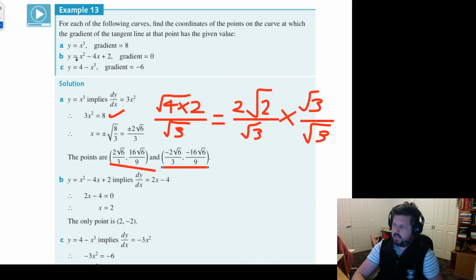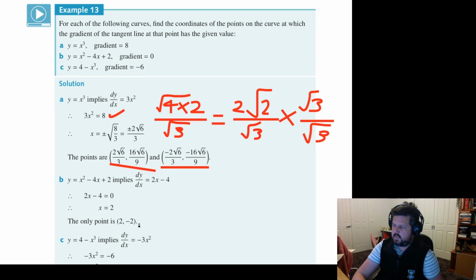Last two, again, work out the derivative, which they've done. Make the derivative equal to the gradient that they've specified here. And we can rearrange things and work out what the value of x is here and solve that. So this is saying at x equals 2, the gradient is 0. They want to know what the coordinates are, so you need to plug this x equals 2 back into the original equation to find its corresponding y coordinate, which in this case is negative 2.